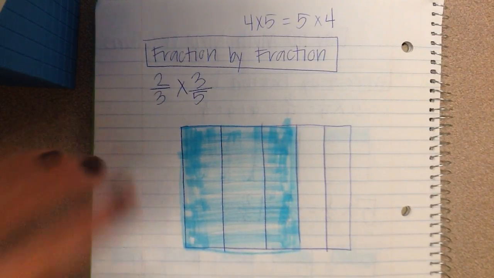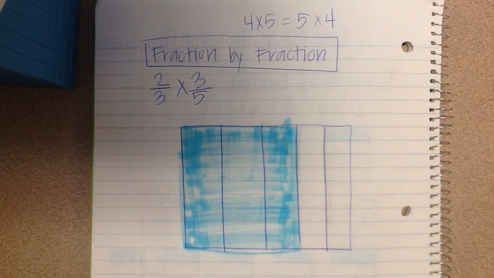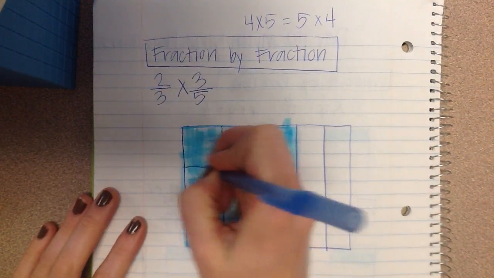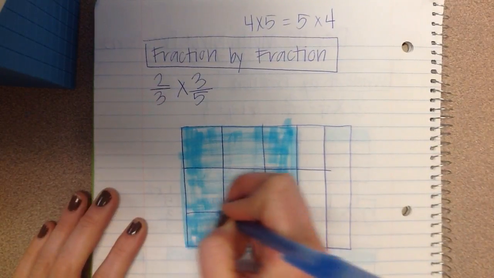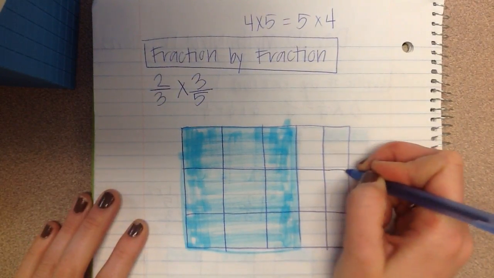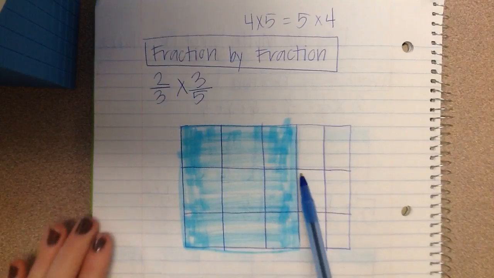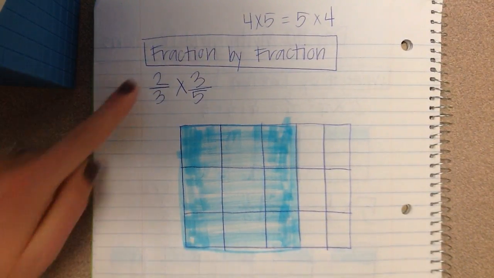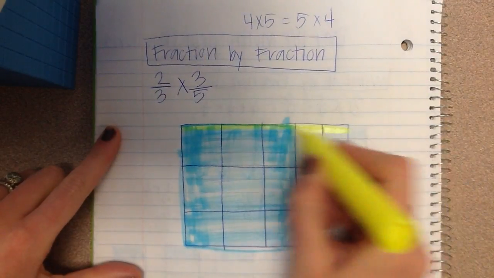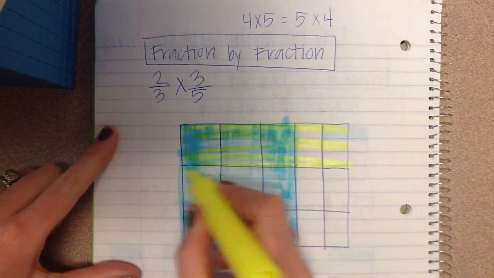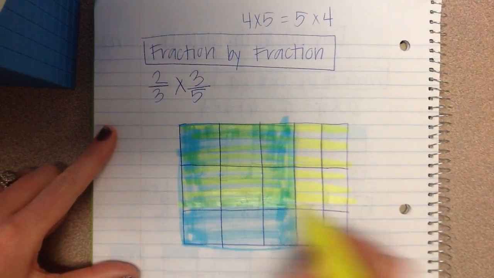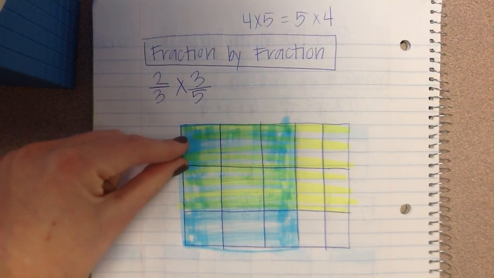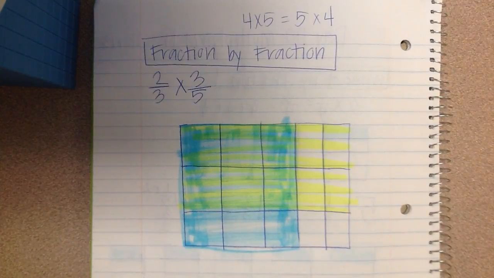Now I need to draw. I have to kind of think about these lines not being here, and I'm going to draw over and break this up into thirds. I'm going all the way over. It's super important that I go all the way over and I don't just stop there. Okay? Now I'm going to color in 2/3. Okay? So I've colored in 1, 2 of the 3.